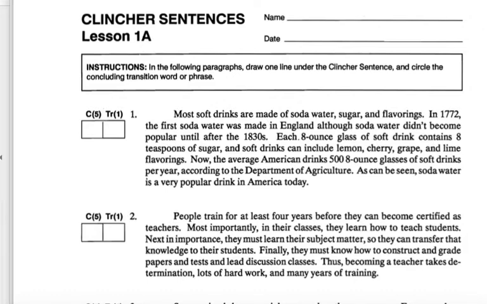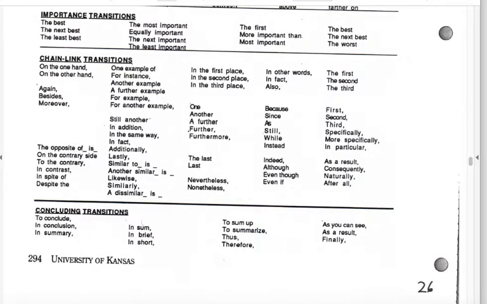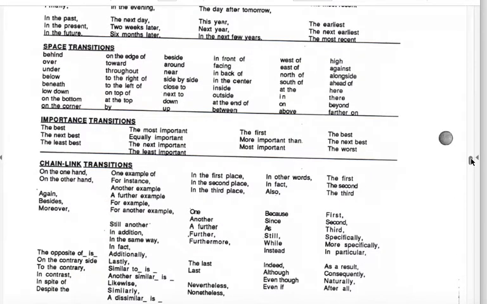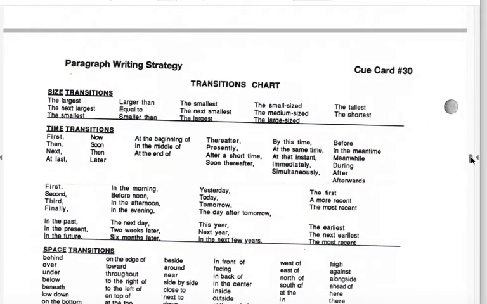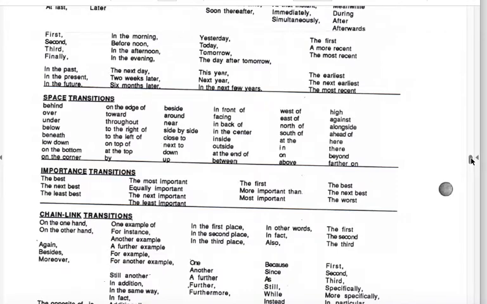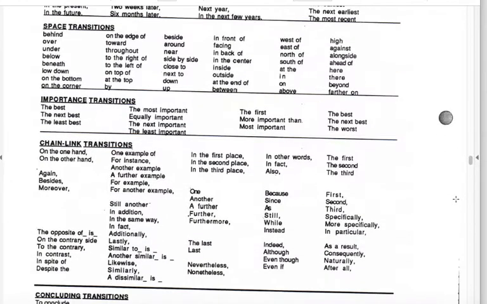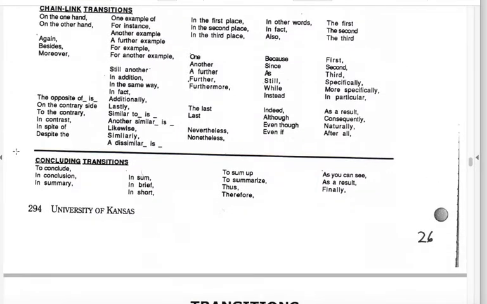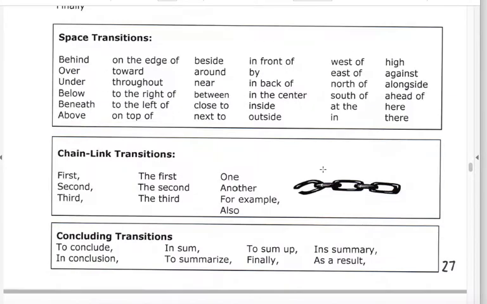So in order for you to identify your clincher sentences, you need to be familiar with the concluding transition. Those transitions are found in the transitions sheet that you have in your packet, or you can find a copy of it on the class webpage. So here's the sheet, right? We worked on space, importance, chain link, and then at the very bottom you have your concluding transitions. Okay, so in your paragraph you can use chain link, and then the last sentence needs to include one of these transitions. Either one of your sheets will work as reference.